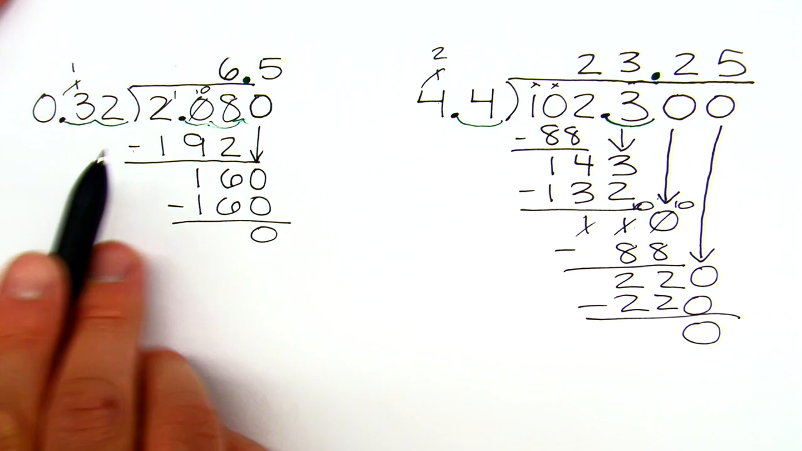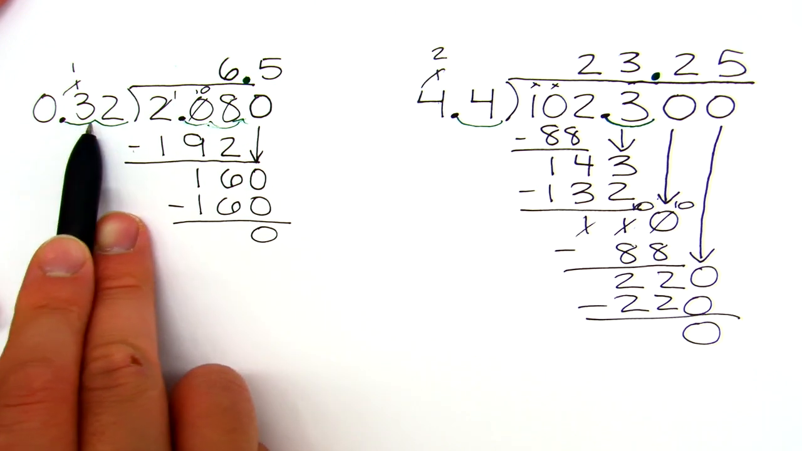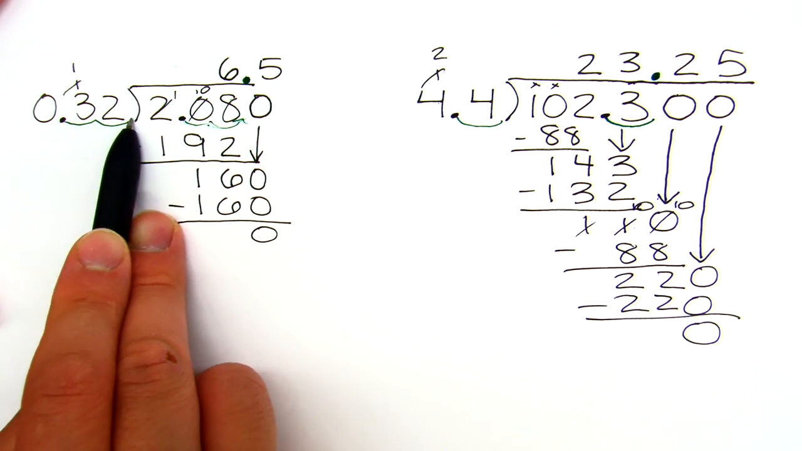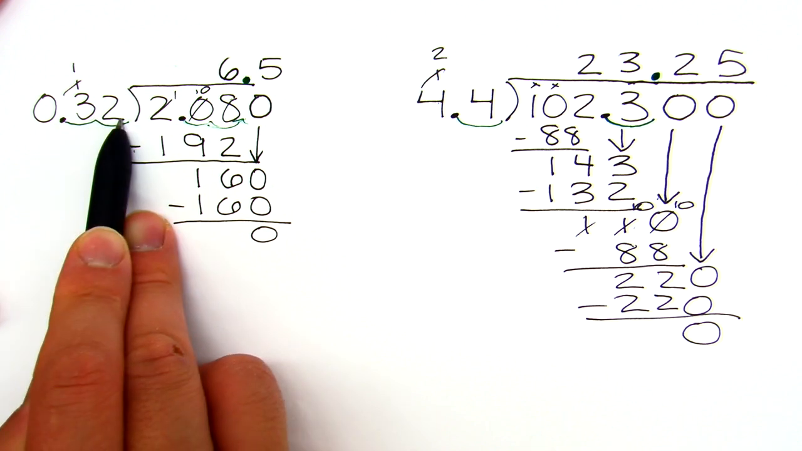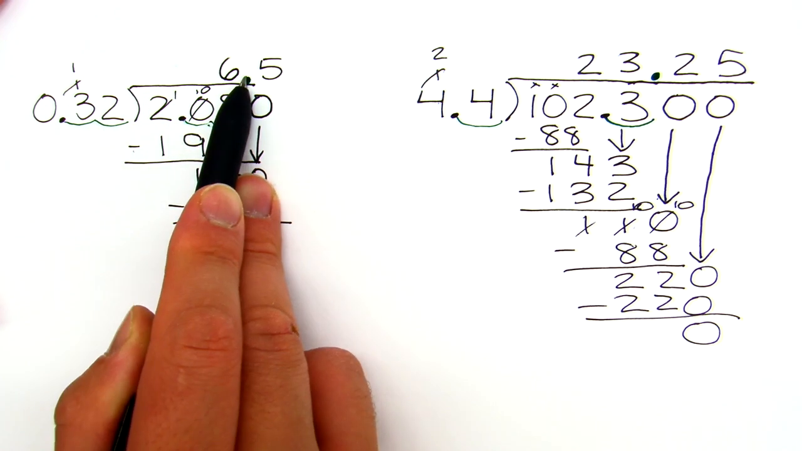So let's just recap. How did we know where to put the decimal? Instead of putting it right up, since we're dividing by a decimal, what we need to do is move the decimal all the way over to the right. 1, 2. Count that number of spaces. 1, 2, and move it straight up from there.